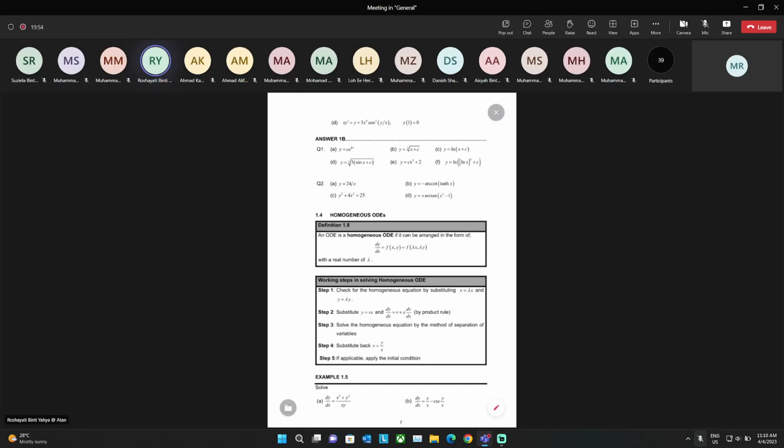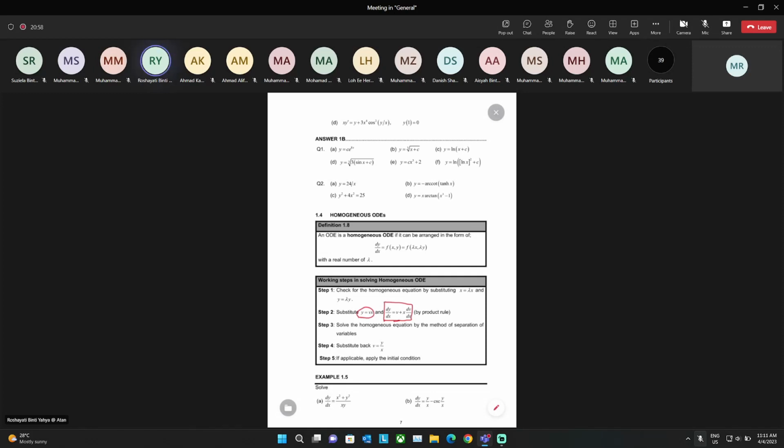Right. So there are a few steps to solve homogeneous ODE. The first condition, it must be a homogeneous equation. After you check the equation is homogeneous, you can go to the next steps. First, as I just explained, x becomes lambda x and y becomes lambda y, which shows that it is a homogeneous equation. Step number 2, you substitute y equal to vx, and dy/dx becomes v plus x dv/dx by using the product rule.